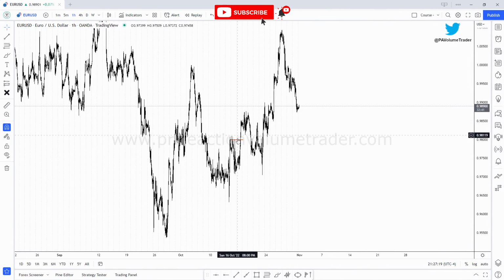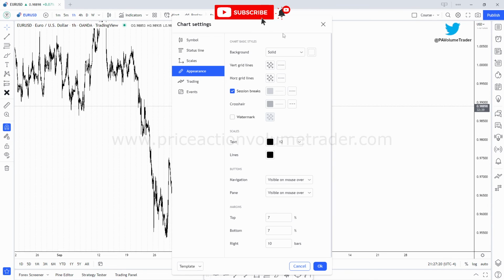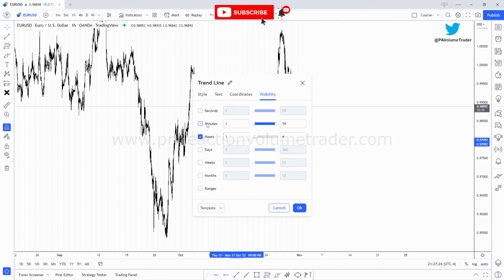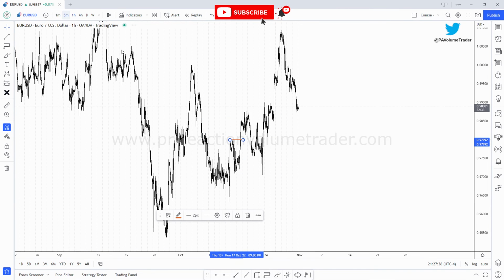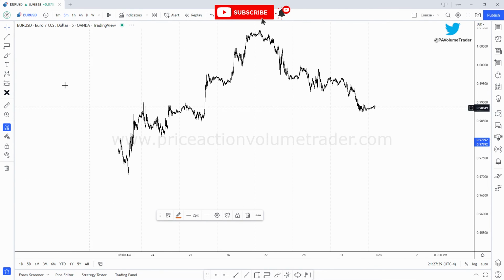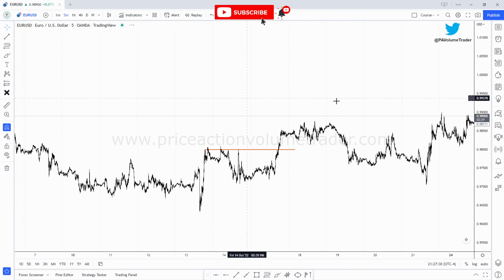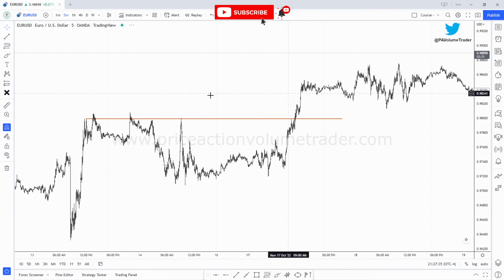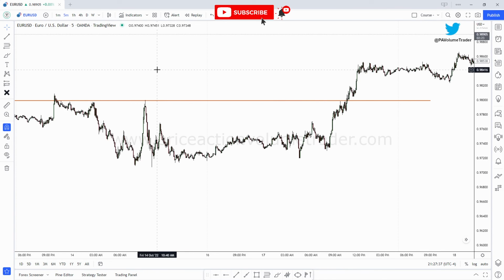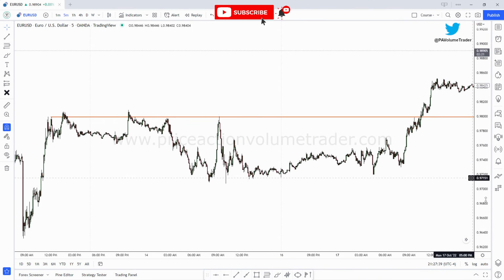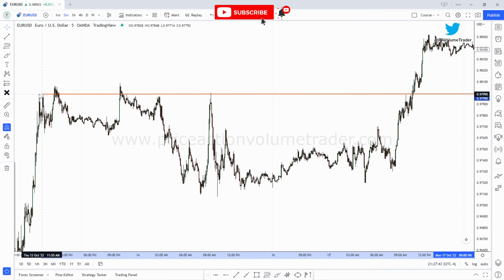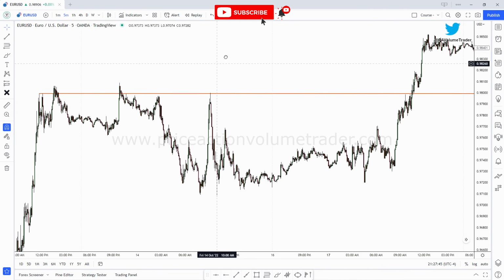Let me make sure this is showing on the 5-minute chart. Okay, yeah, it wasn't activated. So if you go into the 5-minute chart, let's say we took the trade on the hourly time frame, and you can see how significant this level was.